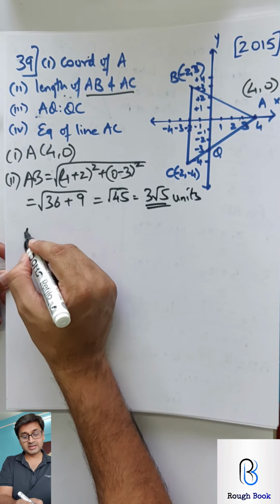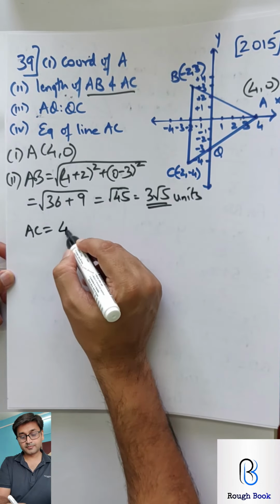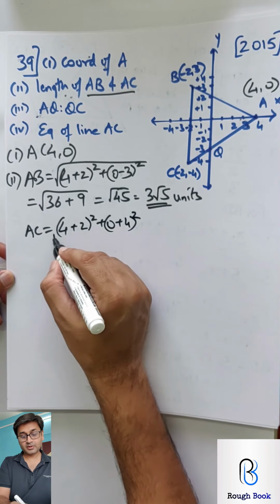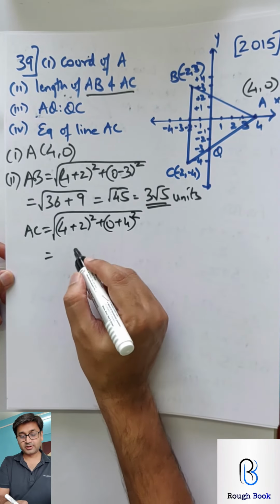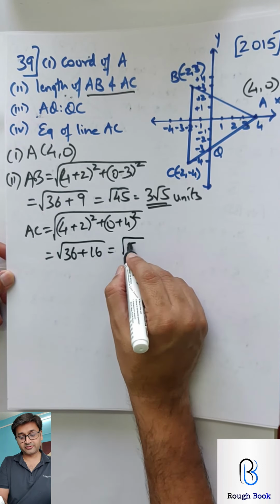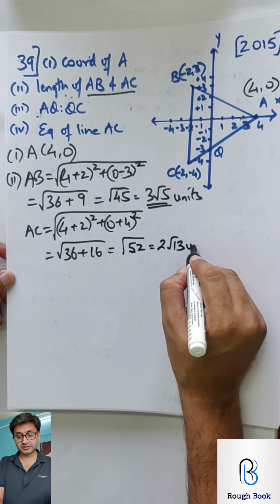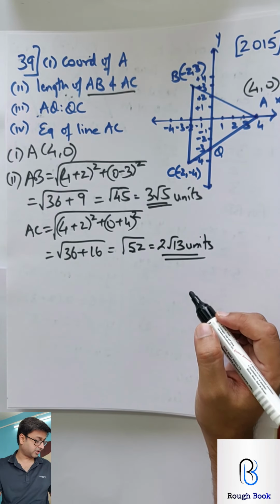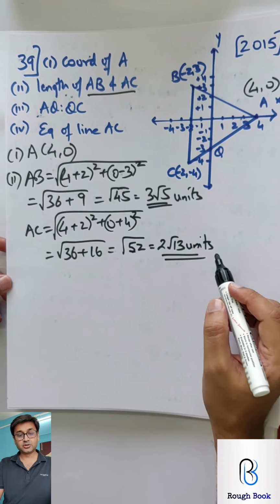Yeah, let's get AC now. So AC, again the same logic, 4 plus 2 the whole square and 0 plus 4 the whole square. Did I do it correct? Let me check. This plus this and this plus this, correct. So 4 plus 2 is 6, 36 and 16. So that should be root 52. 52 will be 2, 2, so 2 root 13 units. I hope these 2 answers are correct, AB and AC. I'm just checking. 39, 3 root 5, 2 root 13. 3 root 5, 2 root 13. Perfect. Let's go with the next one.